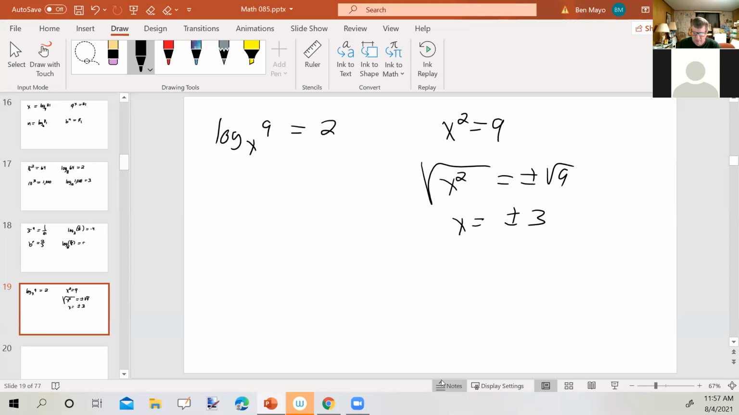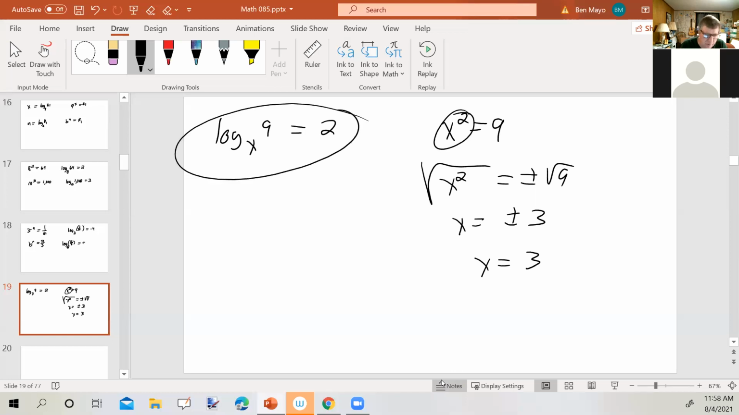Okay. Now, we have a small problem though. It turns out that x can't equal -3, and let's find out why. So in fact, the only correct answer is x equals +3. Even though -3 fits in here, it won't fit over here, and let's talk about that, okay?